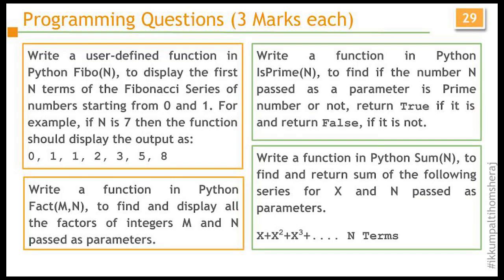We move to 3-marker programming questions. Your programming questions should be framed in such a way that they are well described and well explained, and no further explanation is required for this kind of question. Like if I'm saying write a user-defined function in Python Fibo n to display the first n terms of Fibonacci series of numbers starting from 0 and 1. Why is specifying 0 and 1 important here?